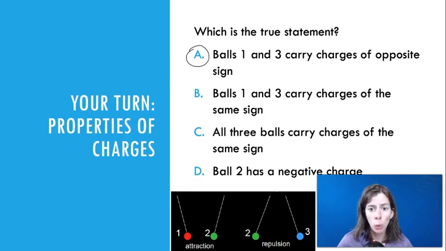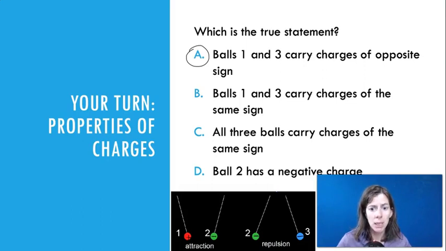We don't know if ball 1 has a positive or a negative charge, but we know that 1 and 2 must have opposite charge because they attract. So let's just pretend that ball 1 has a positive charge, which means that ball 2 would have a negative charge. Opposites attract. Then we look at balls 2 and 3, and if ball 2 has a negative charge, then ball 3 also has to have a negative charge because like charges repel. So based on this, we can see that balls 1 and 3 have opposite signs for their charge.